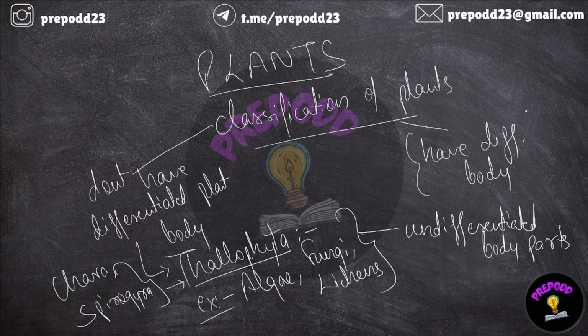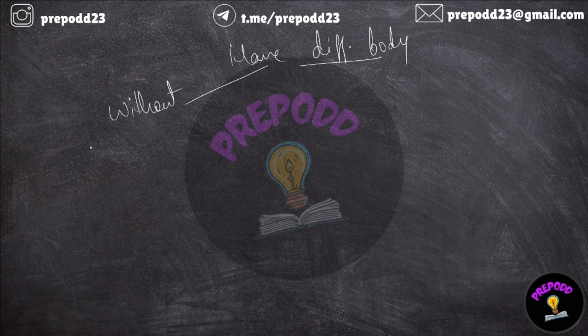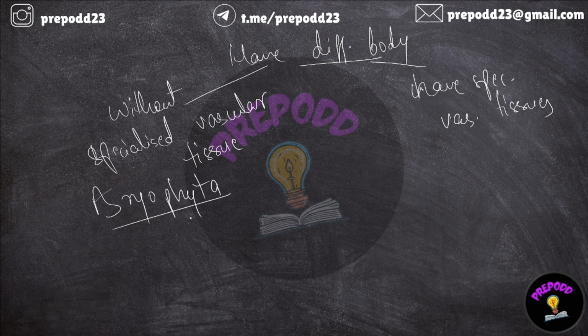Okay, so now we will learn about the plants that have differentiated body parts. They are also divided into two parts, that is, they are without specialized vascular tissues, while other plants have specialized vascular tissues. Okay, so the plants that don't have specialized vascular tissues are known as bryophyta. So these are called your bryophytes or bryophyta.